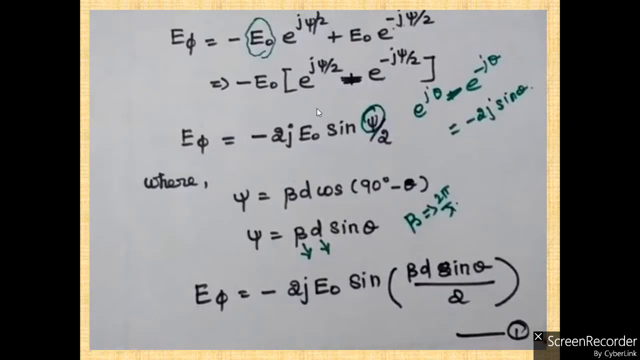So we just find it. Here E phi we get like minus 2j E naught into sine theta, where theta is psi by 2. The value of psi is nothing but BD sine theta. This is the phase difference. It's a formula which we have to remember. So this is the form of psi, BD sine theta. Then E phi we get as minus 2j E naught sine of (BD sine theta) whole by 2.